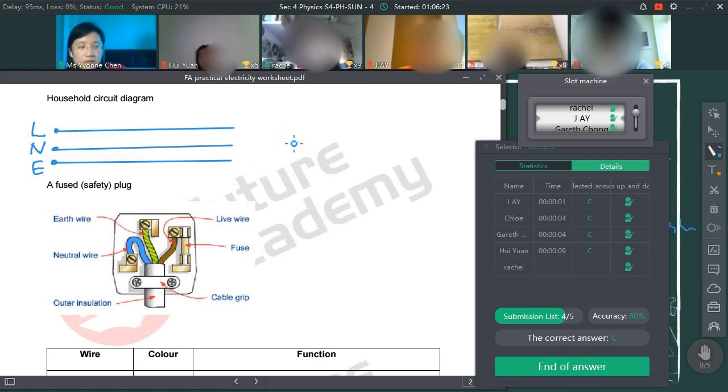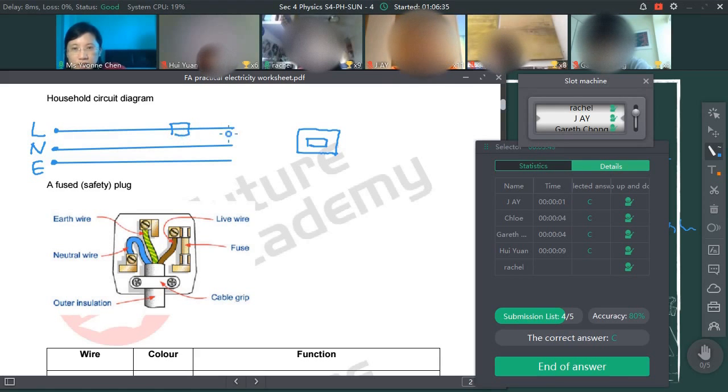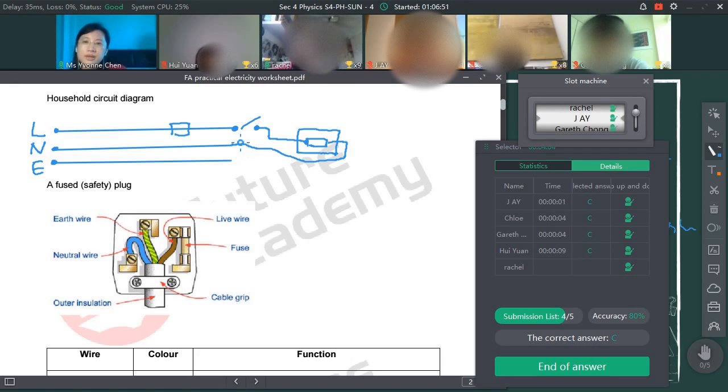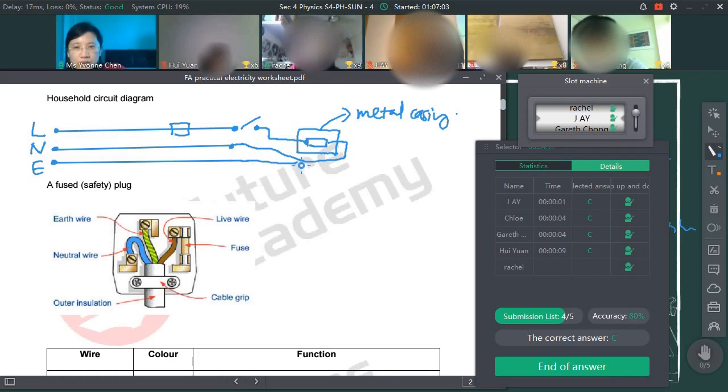Okay, so I have an appliance with a metal casing, and there's a heating element. The live wire will come to the fuse, then come to the switch. After that it connects to the heating element. After that, this will come out and connect to the neutral wire. Then I will have the metal casing. I'll connect it to the earth wire.